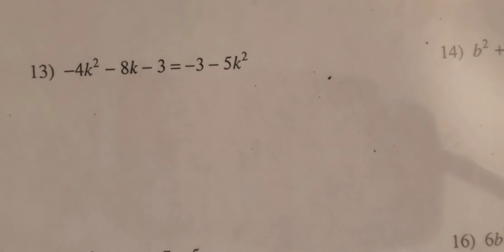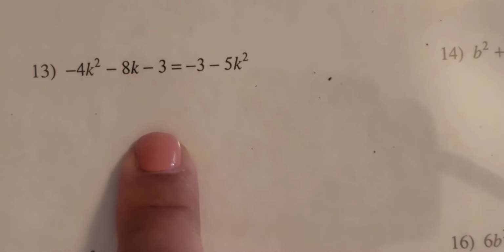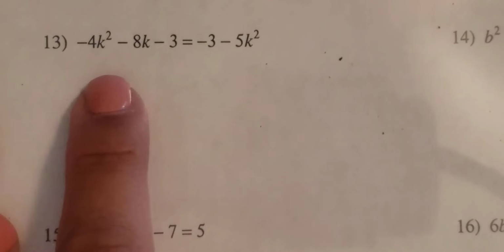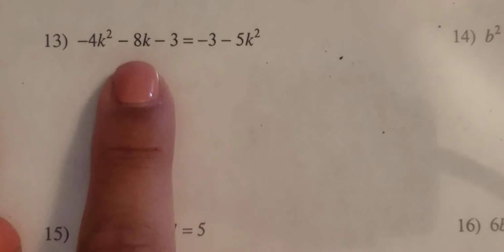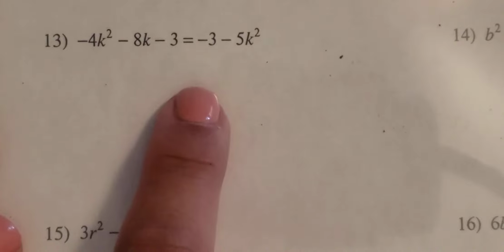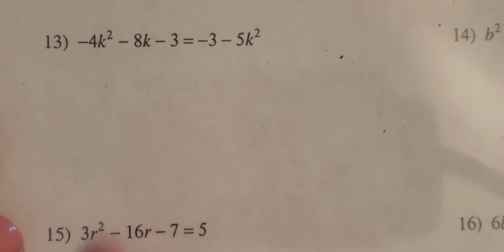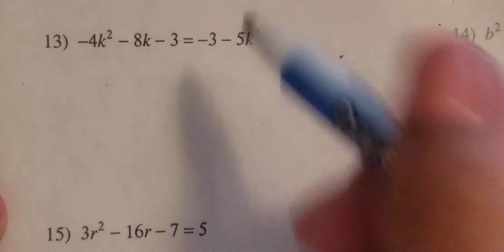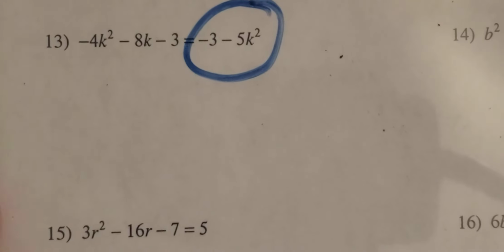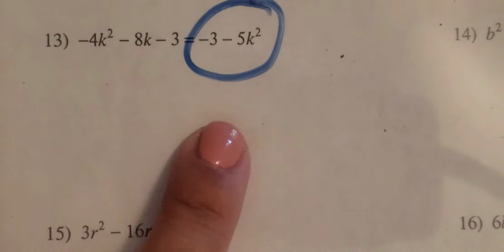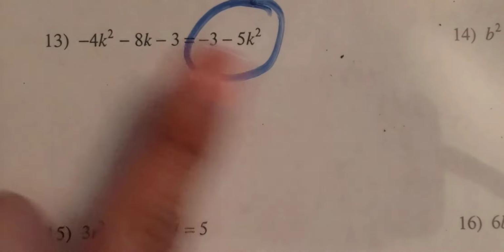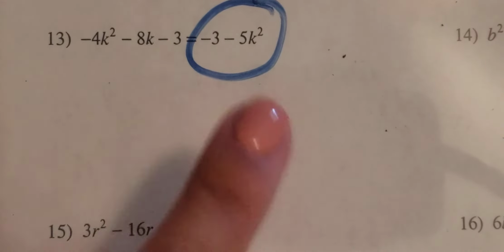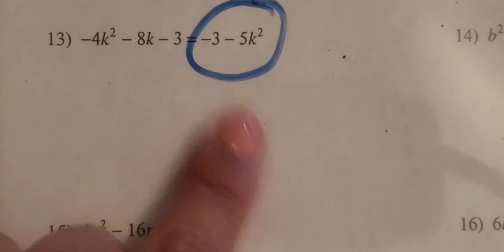Okay, so the next one that I'm going to do with you is number 13. And number 13 reads -4k squared minus 8k minus 3 equals -3 minus 5k squared. Okay, this is literally the same thing that we've been doing. The only thing is now you have 2 terms on the right-hand side. And again, remember, this always needs to be equal to 0. So I don't care if it's 1, 2, or 3 terms. Move them to the left-hand side, okay? Make sure it's always equal to 0, okay?